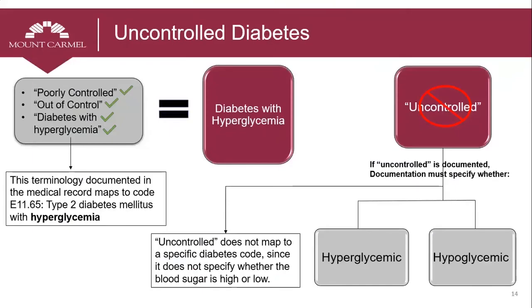One major change in the coding guidelines from ICD-9 to ICD-10 is the use of the word uncontrolled when describing diabetes. In ICD-9, there were codes for either diabetes as controlled or uncontrolled. With the changes made in the coding index in ICD-10, it is no longer appropriate to document uncontrolled diabetes, as this maps to 2 codes and therefore needs more specification on whether the patient is hyperglycemic or hypoglycemic. Alternative descriptions that can be used in place of uncontrolled that indicate the patient has hyperglycemia include poorly controlled or out of control, or just stating that the hyperglycemia is present with the diabetes.